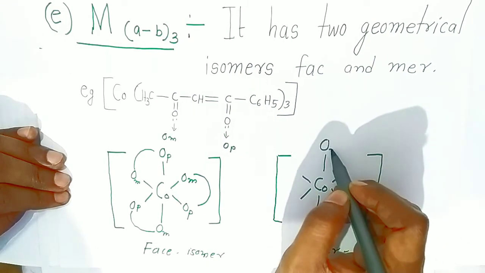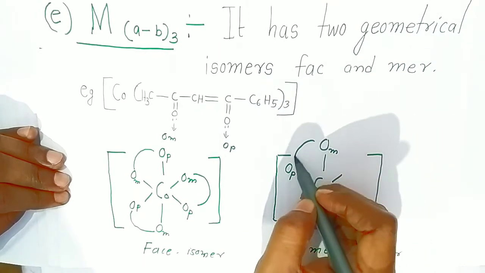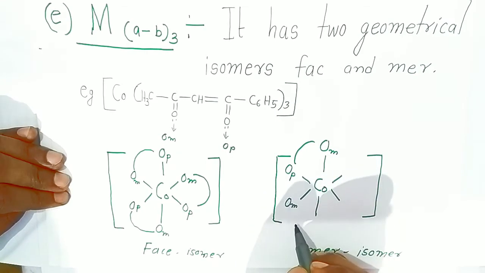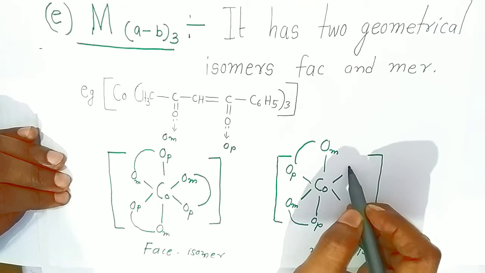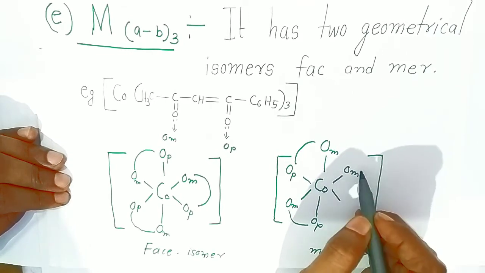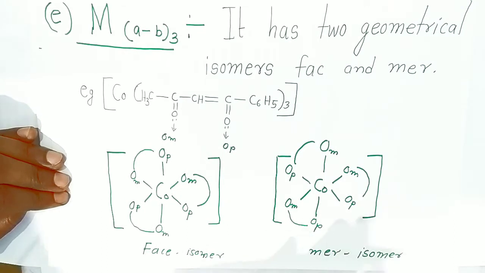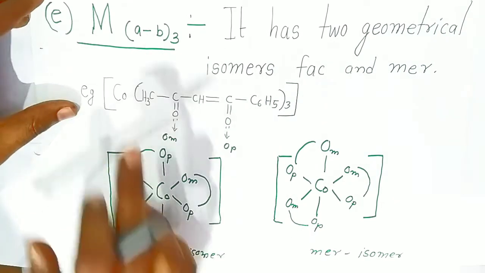Now students, what happens in MER? The oxygen of methyl, if you are putting here, the oxygen of the phenyl you have to put like this way. Then after that students, if oxygen of the methyl, if you are writing here, then oxygen of the phenyl you have to put like this. Oxygen of the methyl group donating lone pair with cobalt atom, then oxygen of the phenyl you have to put like this. This is the structure of MER isomers we call this. Okay students, these are very important of this type, MA3B3.